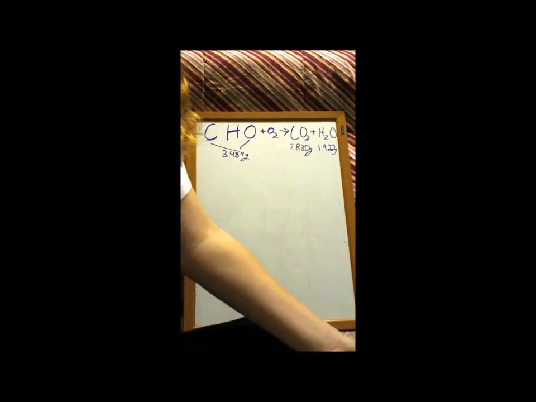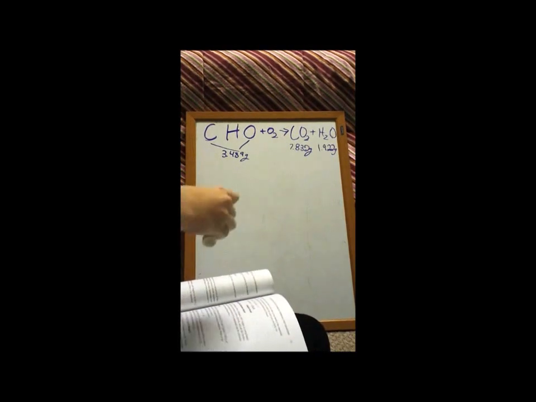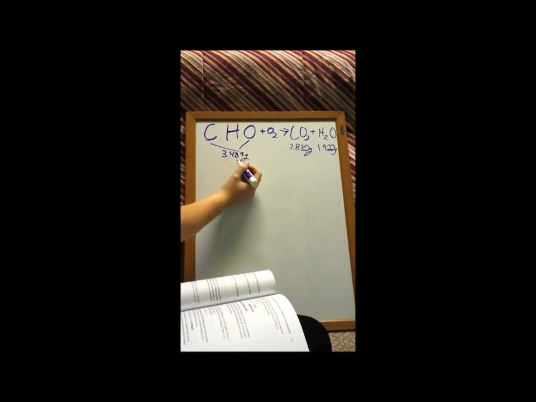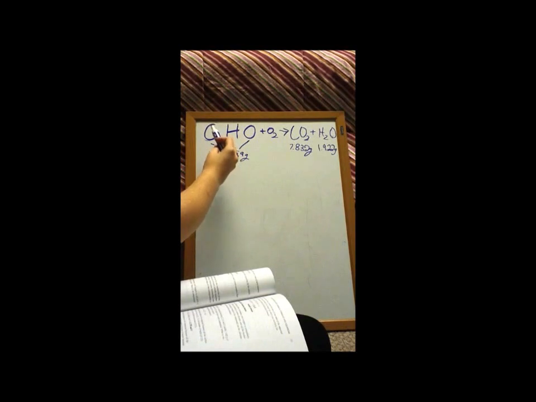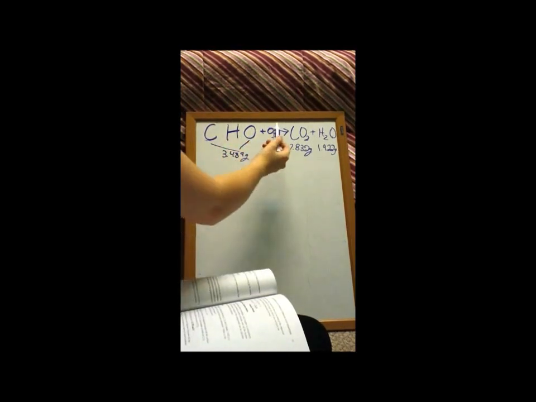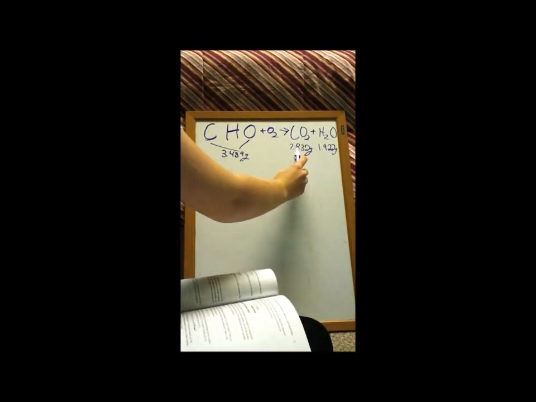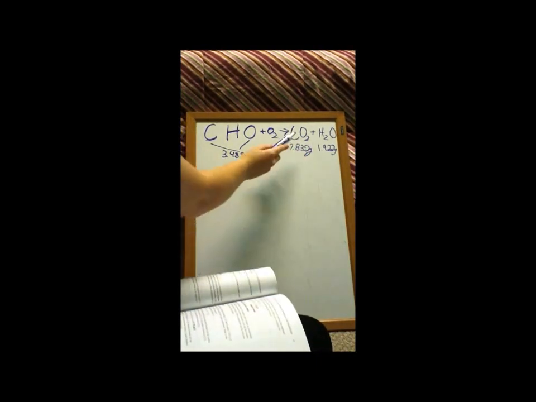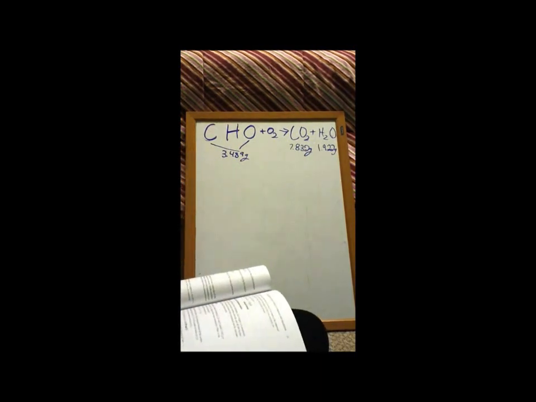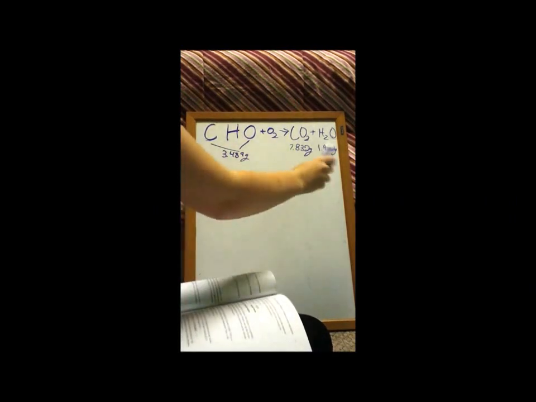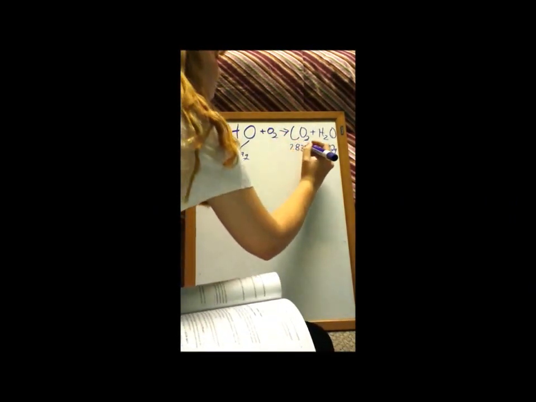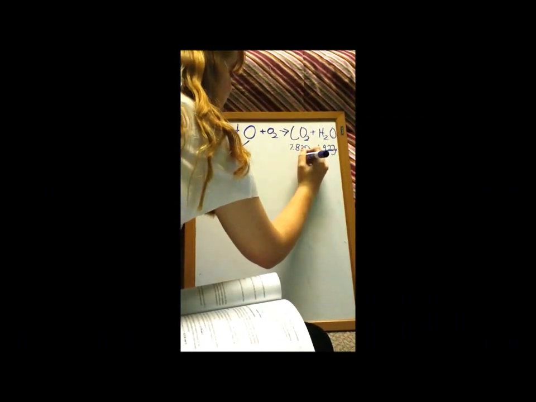Okay, so this is your typical combustion problem, and it gives you that you have 3.489 grams of a compound containing CH2, and when it combusts, so you know oxygen is involved, it yields 7.832 grams of carbon dioxide and 1.922 grams of H2O. So what we want to start off with is, we already wrote out the formula, we're going to find percents, and percents will lead to grams.